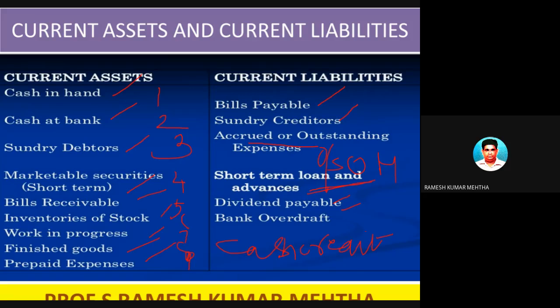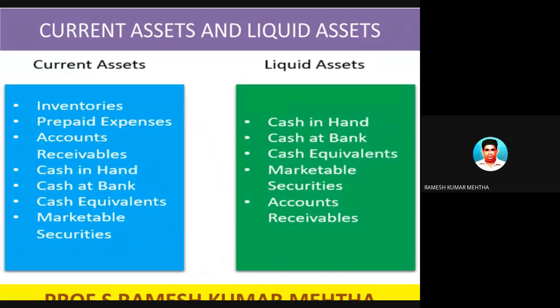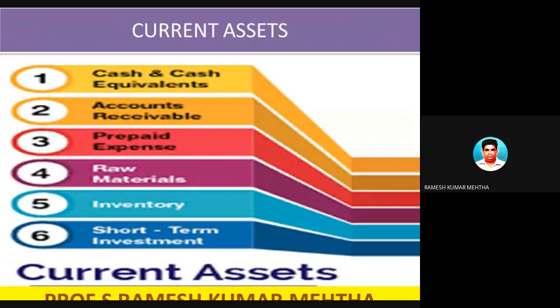These are the list of items in a different format, like inventories, accounts receivable, cash in hand, cash at bank, cash equivalents, and marketable securities. We also have a list of items which are liquid assets, but we will not go into this aspect. Current assets are mainly divided into cash balances, bank balances, accounts receivable, that is debtors, from whom you have to receive money, prepaid expenses, raw material inventory, and short-term investments.